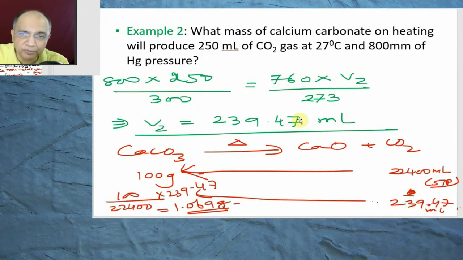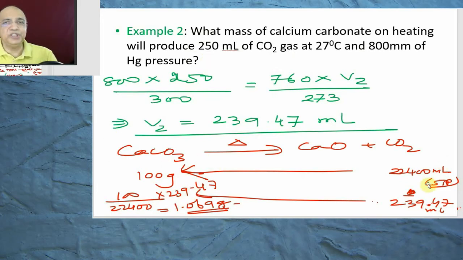Now this is another problem. It's the same mass-volume relationship where you are given the volume of a gas at different conditions, not STP. This is a non-STP condition, the volume is given. If that is the case, the first job that we have to do is to convert this volume to STP condition. Then only we shall proceed in our stoichiometric analysis.